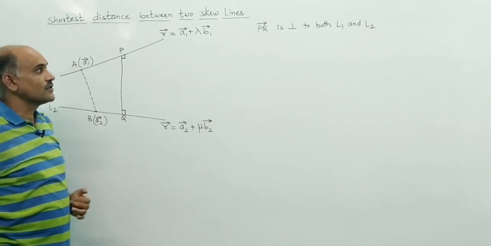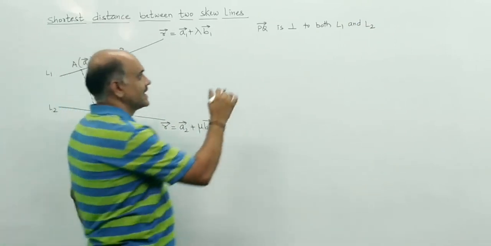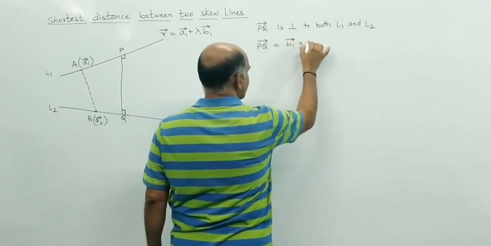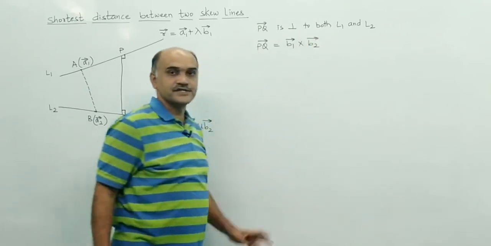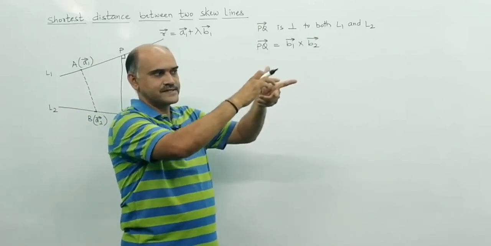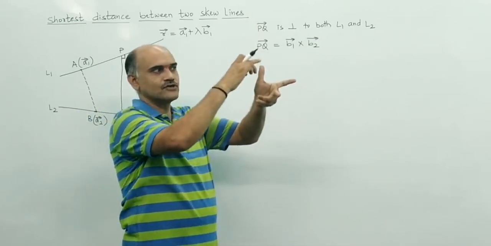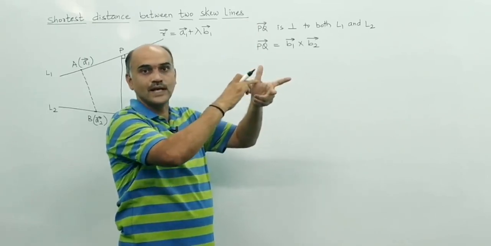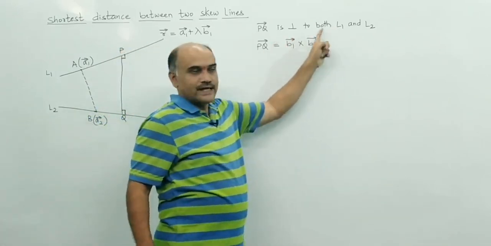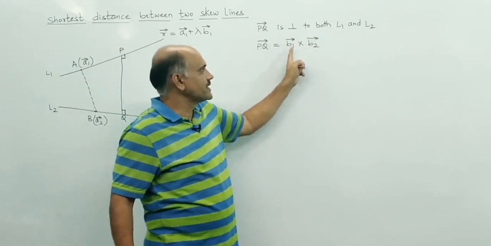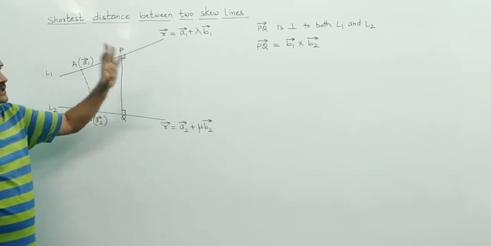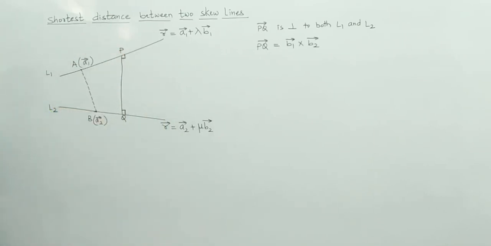So from definition of cross product of vectors, I can write PQ is equal to B1 cross B2. If you take B1 cross B2, so this is B1, this is B2, B1 cross B2 will be perpendicular to these two lines. Fleming's left hand rule in physics. So B1 is parallel to L1, B2 is parallel to L2. So B1 cross B2 will be parallel to PQ, or you can say PQ is equal to B1 cross B2. Clear students?